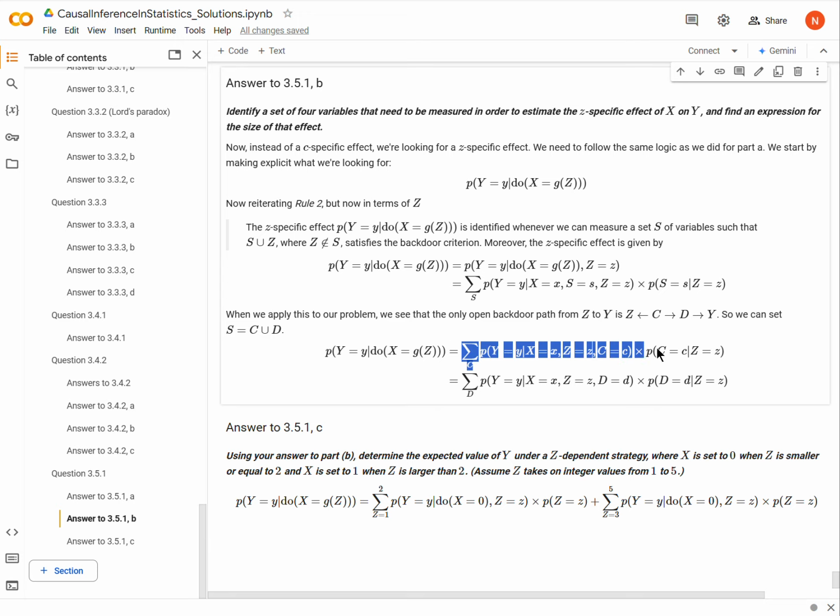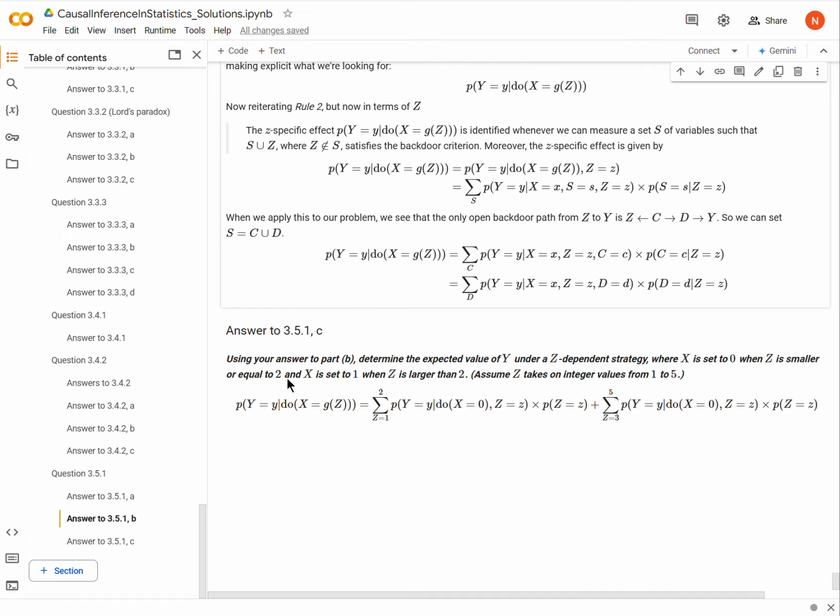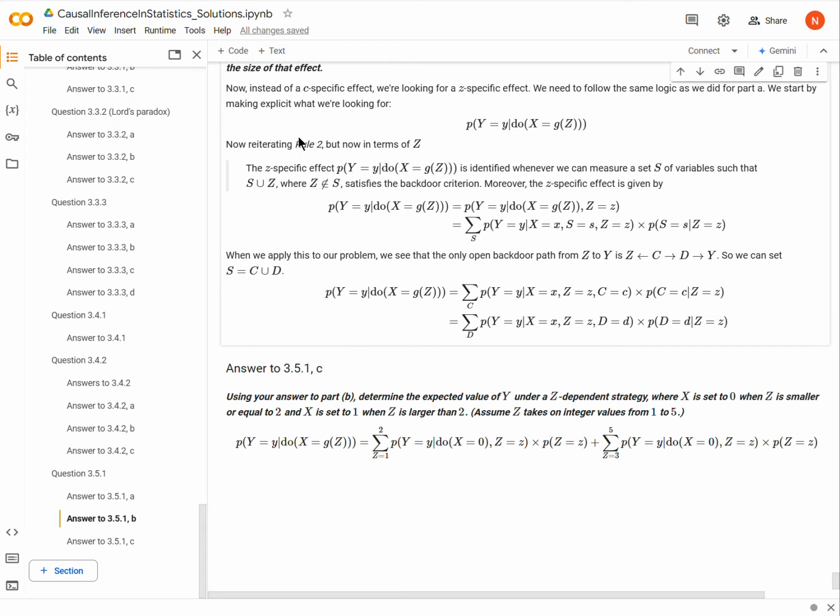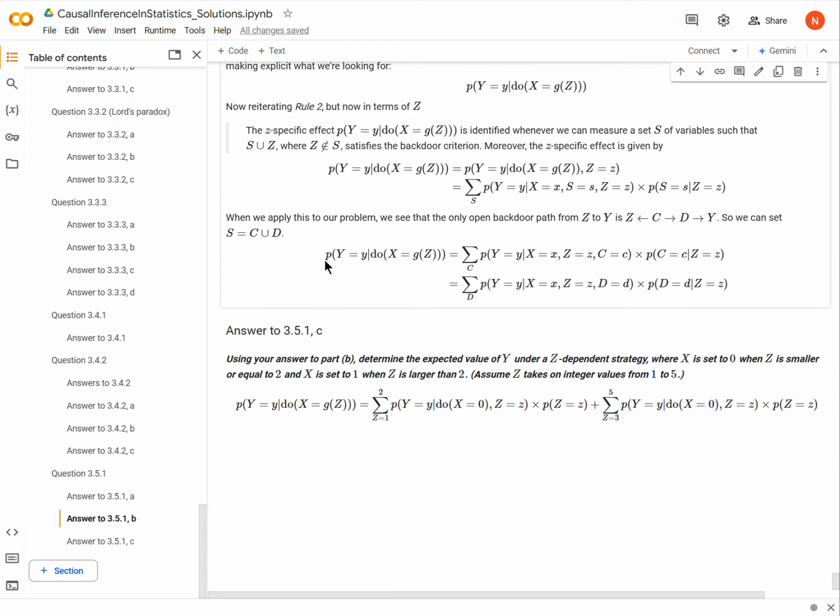So we can have two expressions here. We have this, or we have this. Again, this is just filling in the appropriate variables to rule 2 here. That's all we're doing. Now, finally, for part C, we're going to use our answer from part B. We're going to use one of these answers.